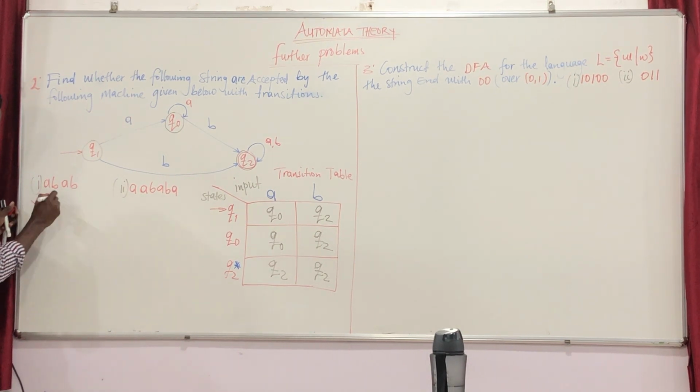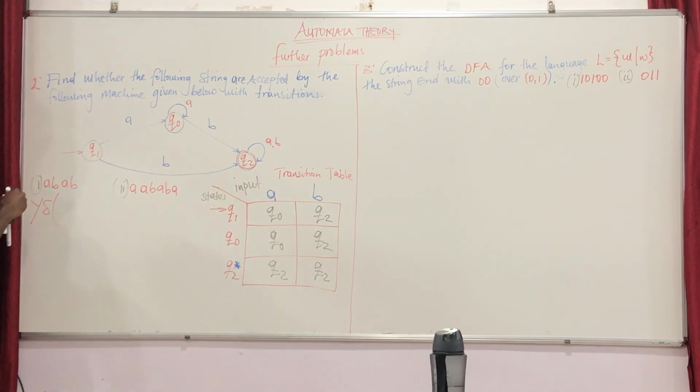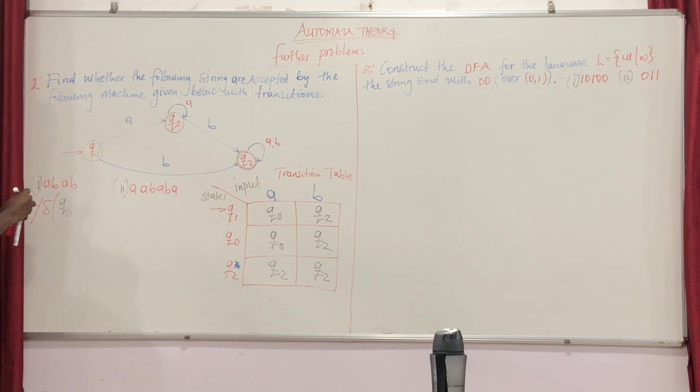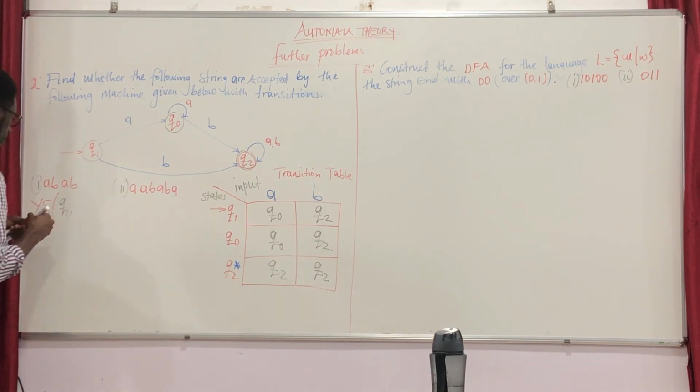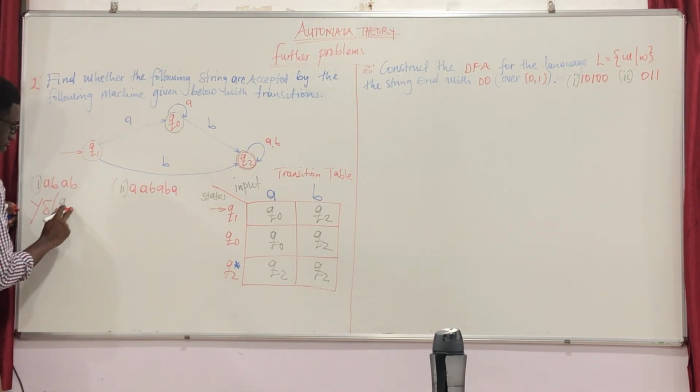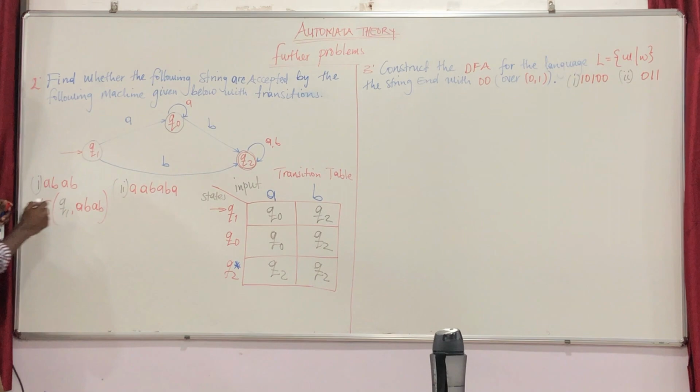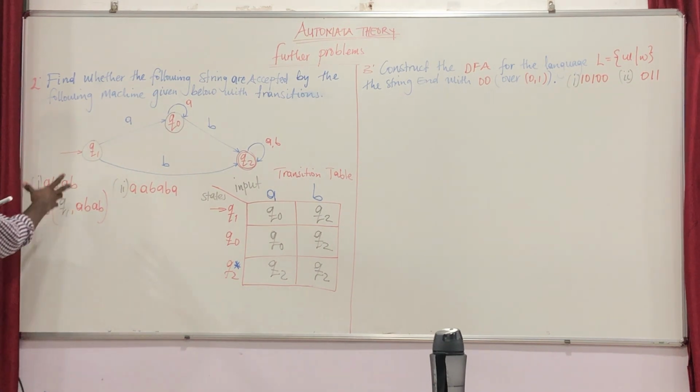We can do our transition here. Then we give our string here, which is AB, AB. Because our initial state is Q1, we say Q1, comma, AB, AB. So now we are going to solve this problem based on this one.